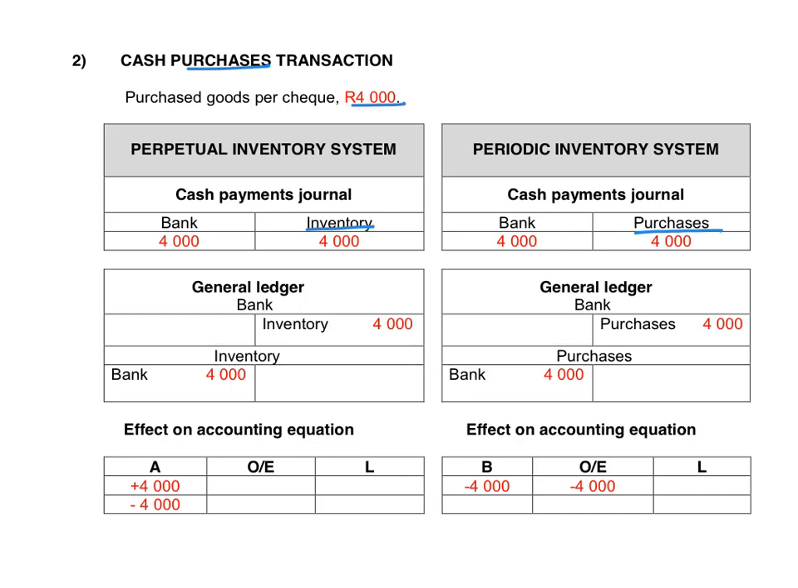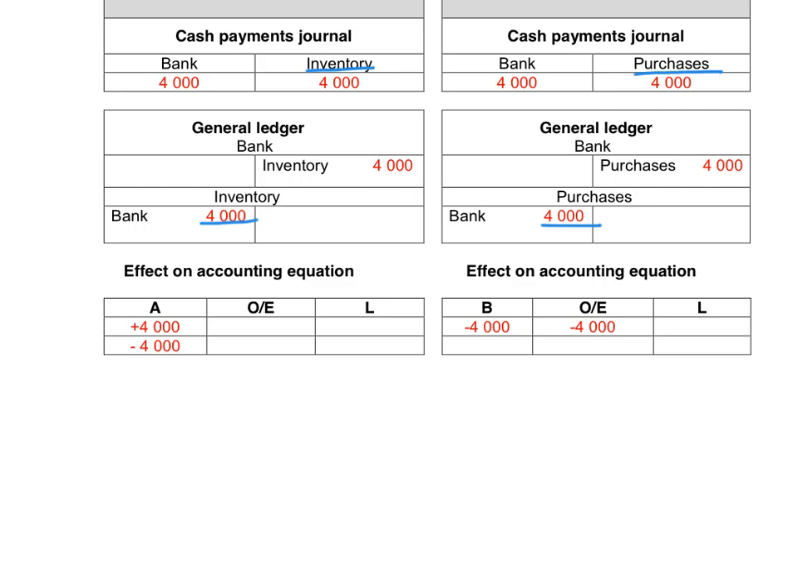In the general ledger, inventory will be debited in the perpetual system to increase assets. In the periodic system, purchases will be debited to increase expenses. In perpetual, the assets will increase with 4,000 because inventory increases. The bank will decrease assets with 4,000. In the periodic system, the bank will decrease assets with 4,000 and equity will decrease with 4,000.